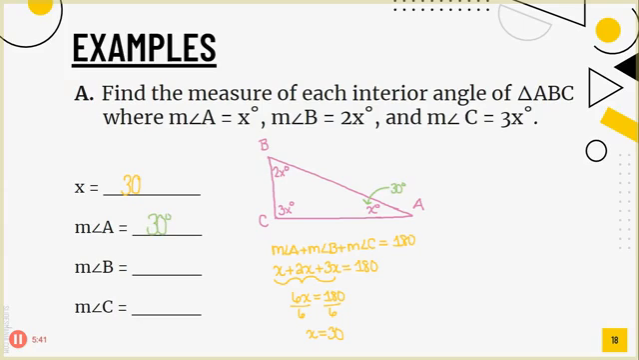But B is equal to 2X, so I have to take 2 times X, which is 2 times 30, which will give me 60. So B is 60 degrees. And then we have angle C, which is 3X, so I'm going to take 3 times 30, which would be 90 degrees. So angle C would be 90 degrees. So I had to find X and then substitute X back in.